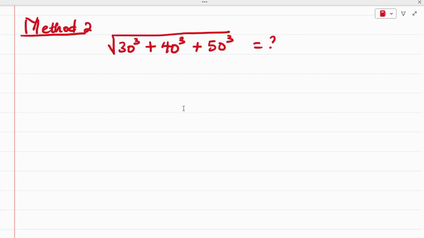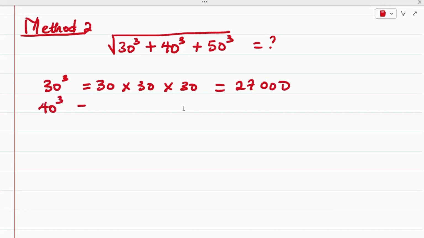So let's dive into method 2. Alright, so the second method we want to do right here is to note that 30 raised to the power of 3 is expressed as 30 multiplied by 30 multiplied by 30, which is equal to 27,000. And we have 40 raised to the power of 3 can be expressed as 40 multiplied by 40 multiplied by 40, and this is equal to 64,000.